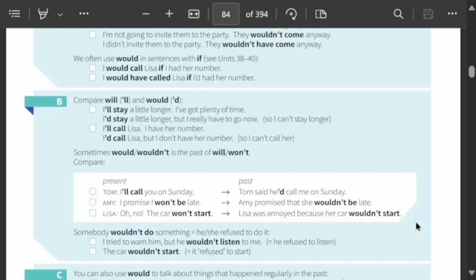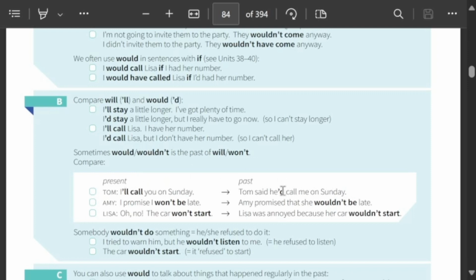Sometimes would or wouldn't is the past of will or won't. Remember this in reported speech? Present: Tom says, I'll call you on Sunday. He just decided this. Now, reported speech: Tom said he would call me on Sunday, you see? Reported speech lessons, remember? The will becomes would. It's the past of will.